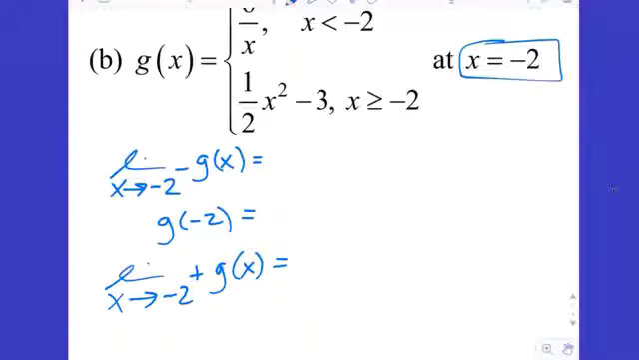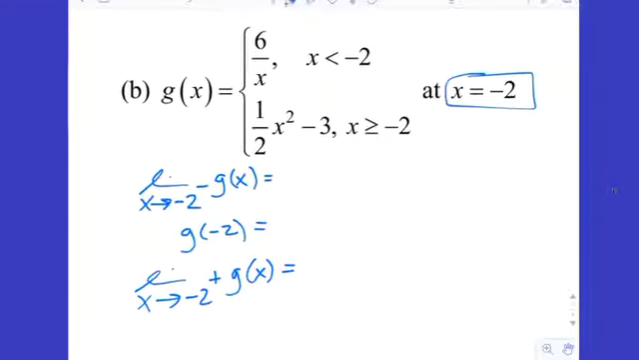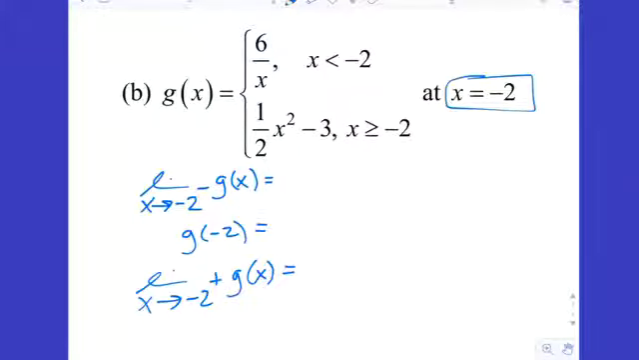Road, bridge, road. That's what I wrote down. The road coming in from the left, the bridge is the function value, and then the road going out is the same as the road coming in from the right. So go ahead and evaluate those. Take about a minute. Do it without graphing. See what you get.